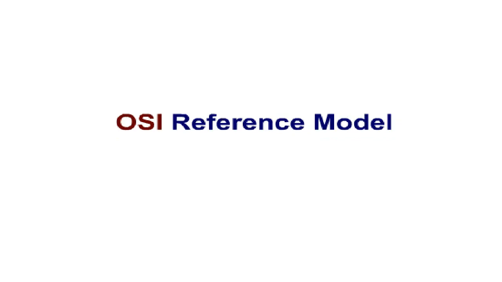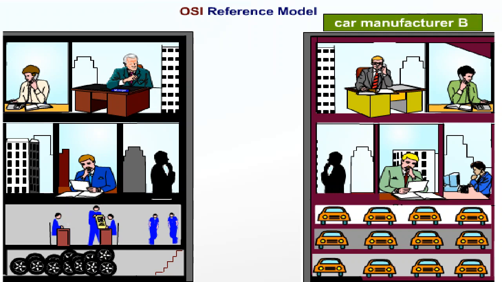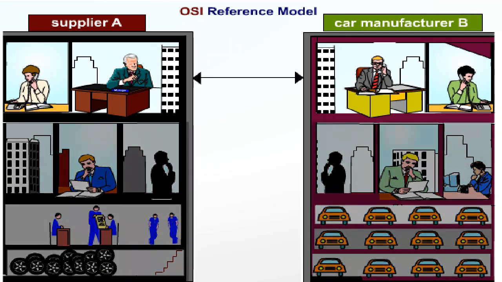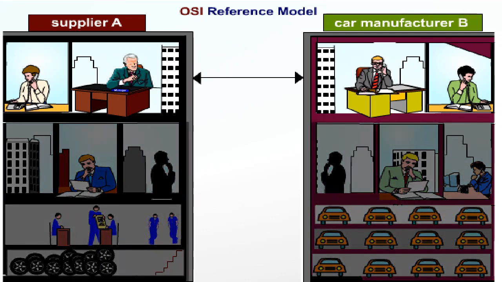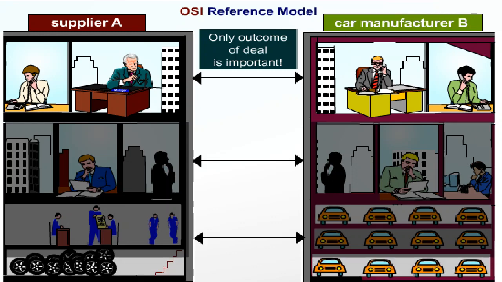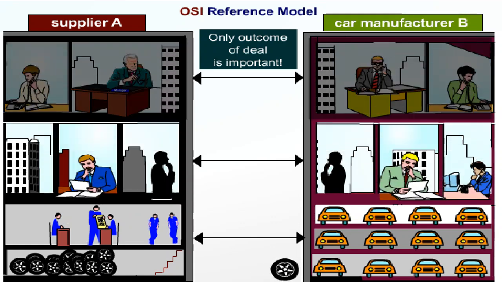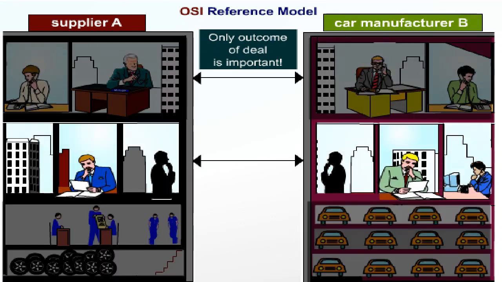We'll now illustrate in general terms the OSI Reference Model with an example from business life. A car manufacturer B orders 1,000 tyres from supplier A. This deal is concluded and signed by two managers at the highest level. For the two managers, only the outcome of this business deal is important. The process that takes place in the lower hierarchy to get the tyres from the supplier to the car manufacturer does not interest them. The managers rely on their purchasing and sales departments, which will deal with practical details.